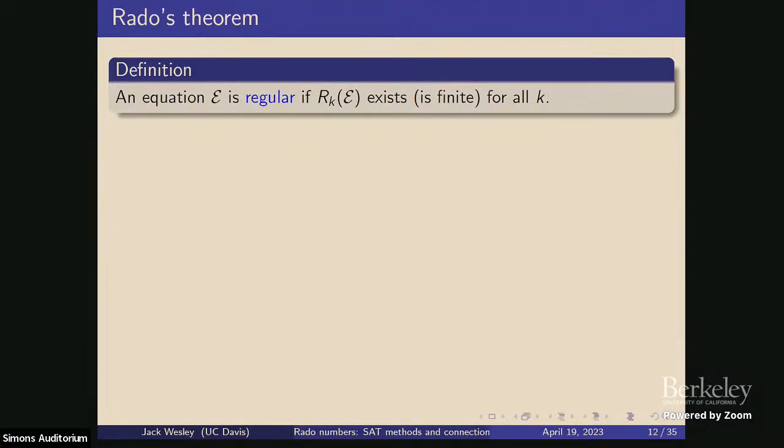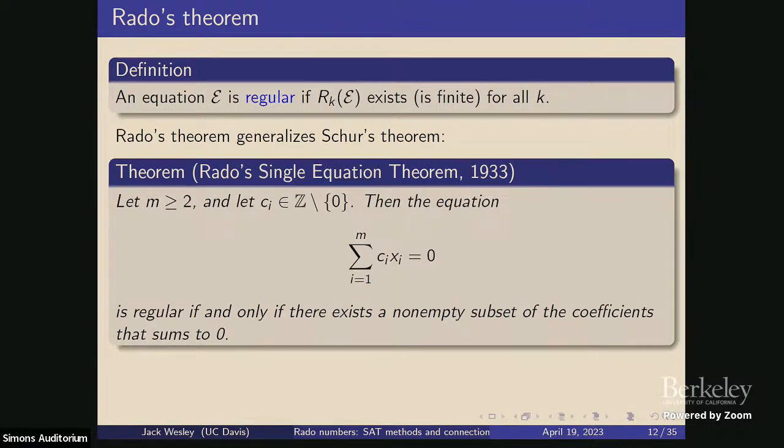And I need one more definition. We say that an equation is regular if the k-color Rado number exists for all k. So Schur's theorem just says that the equation x plus y equals z is regular. And Rado's single equation theorem is sort of a direct generalization of Schur's theorem. So if I write my equation in this form, then it is regular if and only if there's a non-empty subset of the coefficients that sums to 0. So something like this is regular: 4 plus 3 minus 7 is 0, but something like this is not.